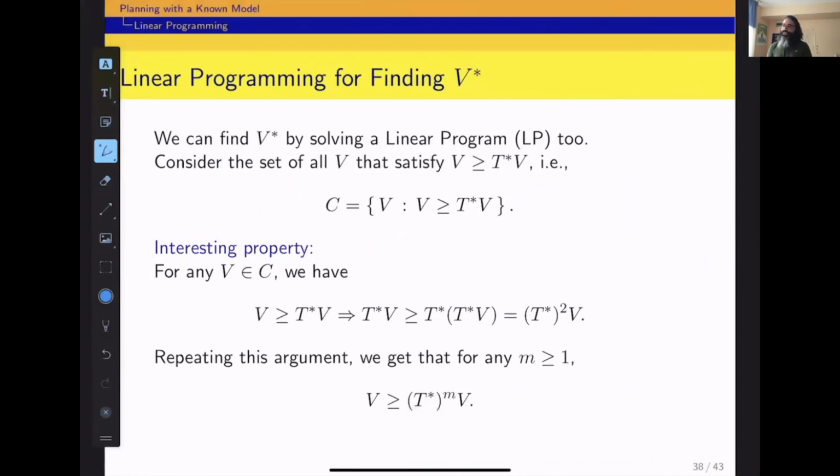Okay, so I have a few more slides. I talked about value iteration. I talked about policy iteration. There is another way for finding the optimal value function for MDPs, based on linear programming. So we can find V star by solving a linear program. This is interesting because it's very different from the other iterative algorithms. We write it as a kind of constrained optimization.